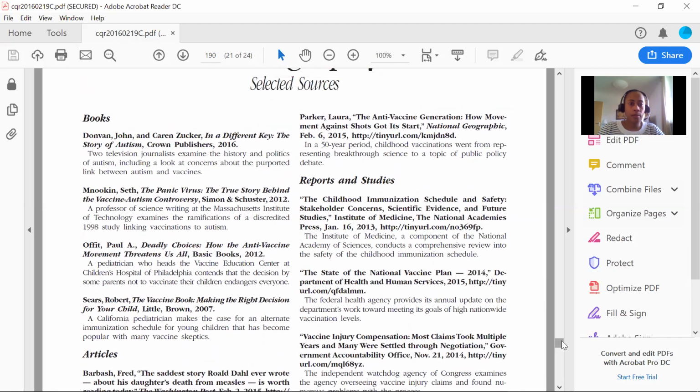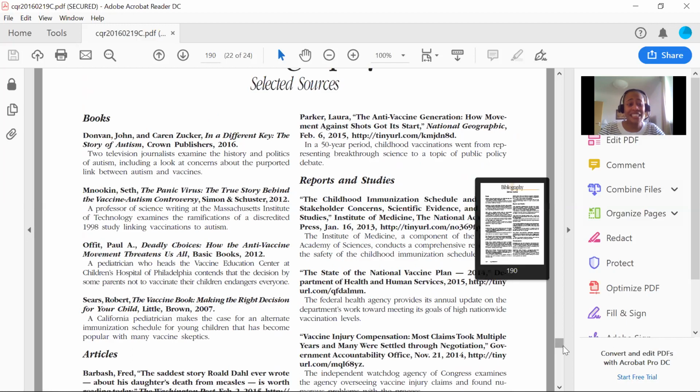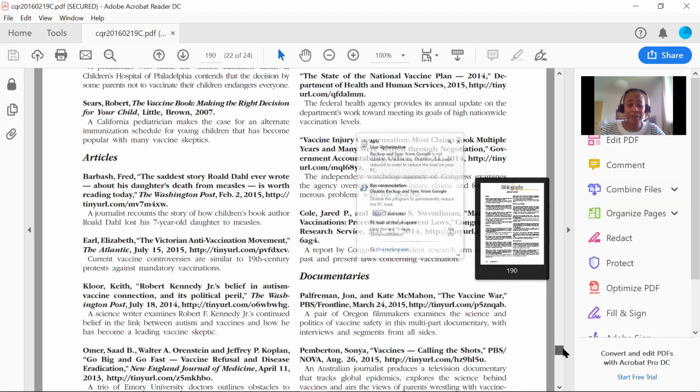Finally, you have your official bibliography here. So selected sources, you have really, really nice. This is incredibly well organized. I can't stress enough that most things that you come across are not going to look this organized, which is, again, why I kind of swear by CQ Researcher. It organizes it into books, articles, reports, and studies for you. You guys are so pampered, you have no idea.